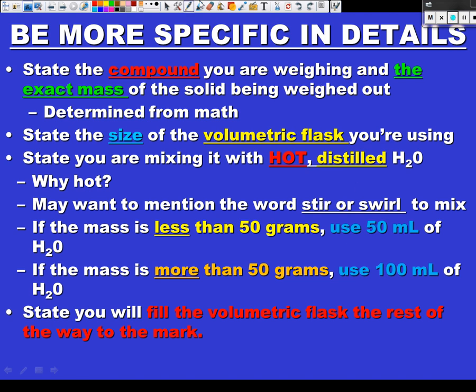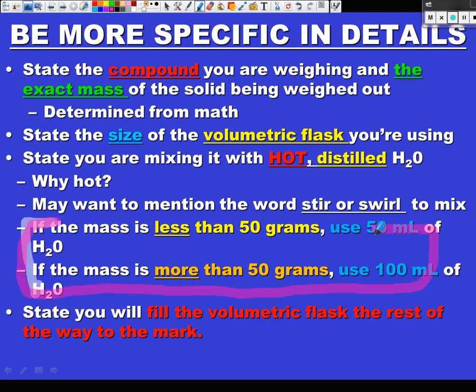I have forgotten to take this off. These last two things right here. It says if the mass is less than 50 grams or the mass is more, completely cut that out. Ignore those two bullets altogether. We don't want to do that. Ignore it. Basically, what I need to replace that with is fill it up with enough water to dissolve. That's what that's referring to. Okay. Then state that you'll fill the volumetric flask the rest of the way.